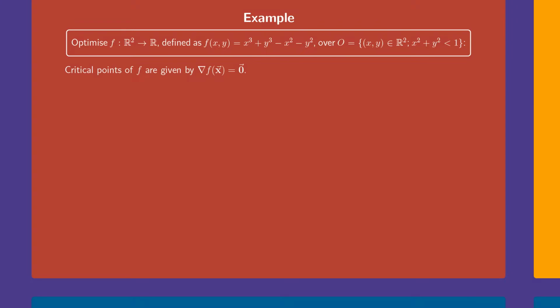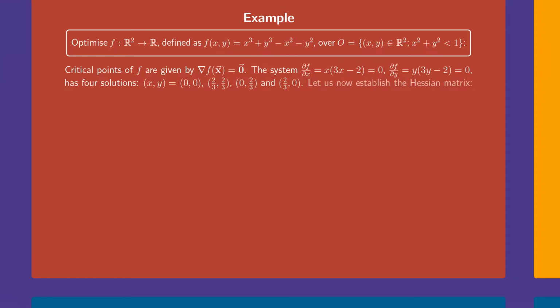First, the gradient is 0 when both partial derivatives are 0. This happens in the following 4 points: (0, 0), (2/3, 2/3), (0, 2/3), and (2/3, 0). They all lie in the open domain given by x squared plus y squared being less than 1, so we have 4 critical points to test. Now, since the function is neither convex nor concave, let us find the Hessian matrix.